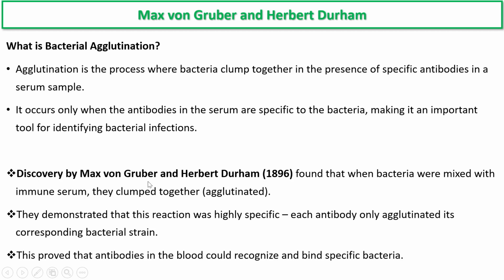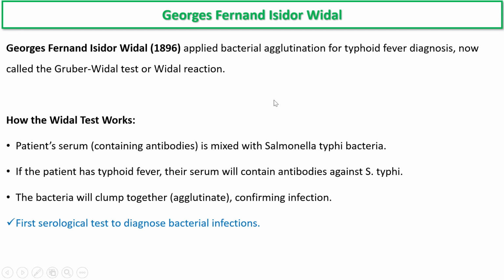So this discovery by Max von Gruber and Herbert Durham found that when bacteria were mixed with immune serum, they clumped together. That is, they caused agglutination. They demonstrated that this reaction was highly specific. Each antibody only agglutinated its corresponding bacterial strain, and this proved that antibodies in the blood could recognize and bind specific bacteria. So they gave this concept that each antibody can bind to the respective bacteria and cause agglutination. This concept was further used by the scientist Georges Fernand Isidore Widal.